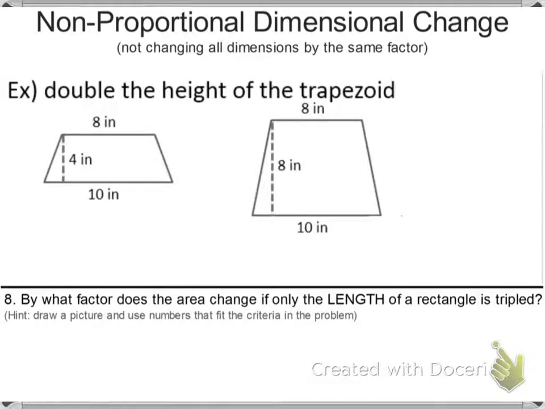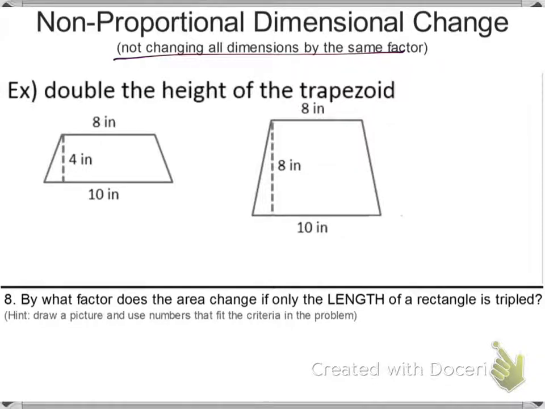Okay, last slide, and this one's pretty simple. This is talking about non-proportional dimensional change. What we have been looking at is proportional dimensional change, which means that the dimensions of all the sides are doing the same thing. They're all being doubled, or they're all being tripled. This is non-proportional dimensional change, which means not all the dimensions are changing by the same scale factor. So maybe just the length was doubled, or just the height was doubled.